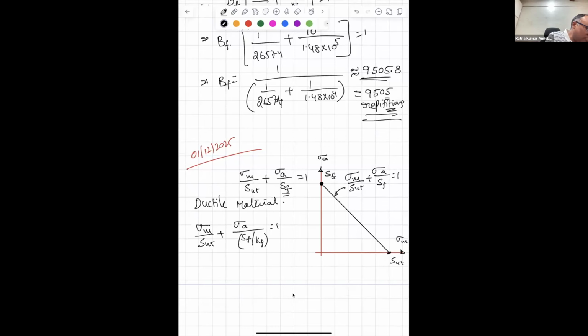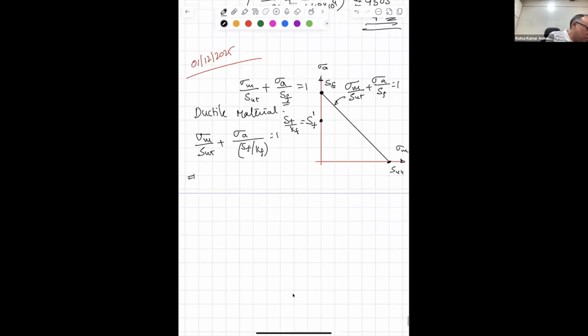Because KF is greater than 1, SF by KF will be less than SF. So that I am calling SF dash, that is equal to SF by KF. Right? So my new failure line will be sigma M by SUT plus KF sigma A by SF equal to 1. Right? Any question there?